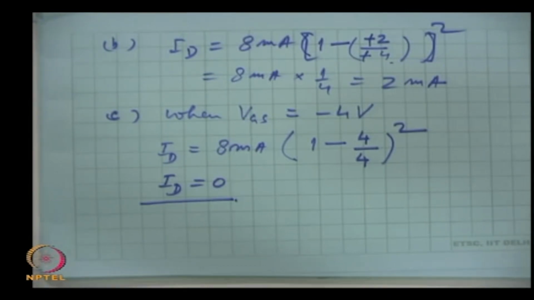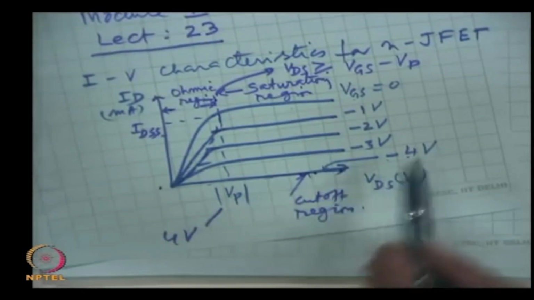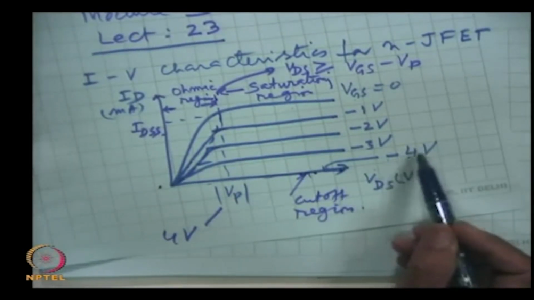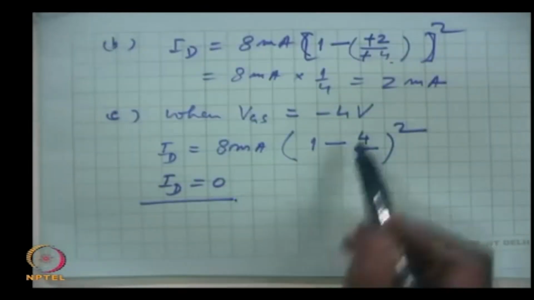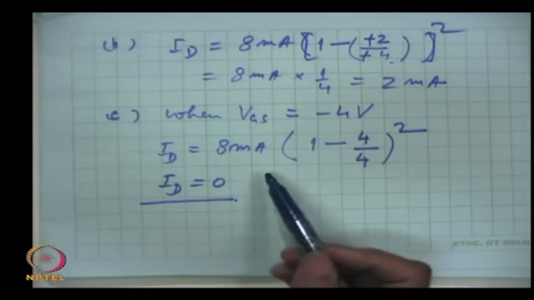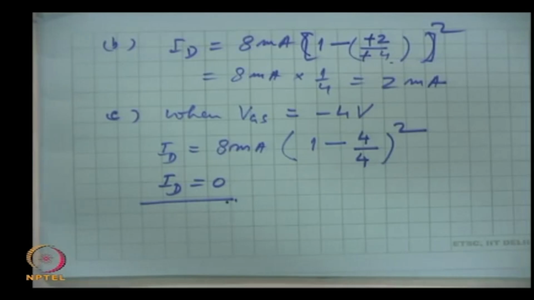That is expected also because of the plots. If you remember, here ID is 0 when VGS off, which is minus 4 volts, and Vp is also 4 volts. When I have substituted the given values, then ID is 0. So, at 3 different gate source voltages, we have calculated the drain current with the help of this expression. This is example 2.